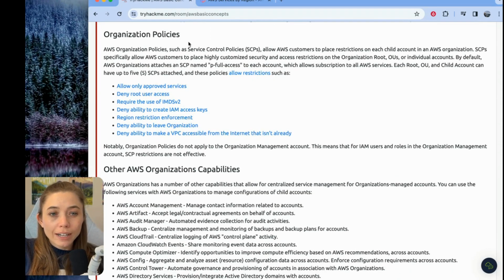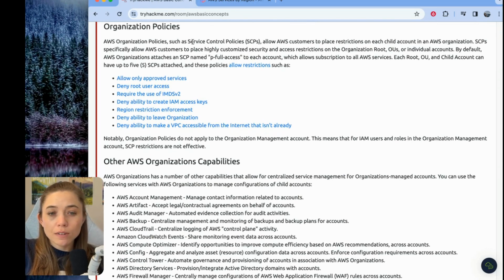Now we move on to organization policies. Organization policies, such as SCPs, which stands for Service Control Policy, allow AWS customers to place restrictions on each child account in an AWS organization. SCPs specifically allow AWS customers to place highly customized security and access restrictions on the organizational root, organizational units, or individual accounts. By default, AWS Organizations attaches an SCP named FullAWSAccess to each account, which allows subscription to all AWS services. And then each root, organizational unit, and child account can have up to 5 SCPs attached.